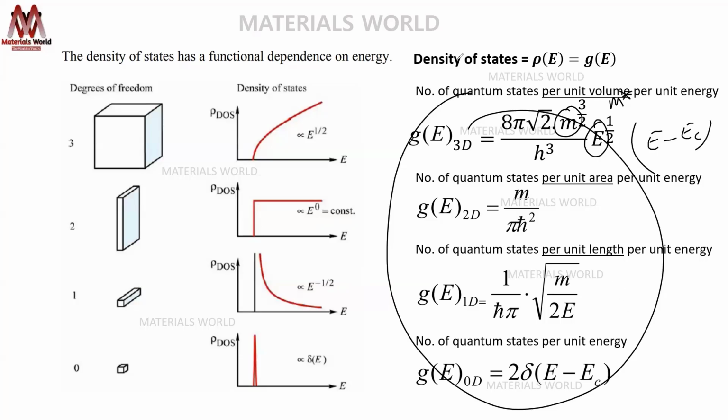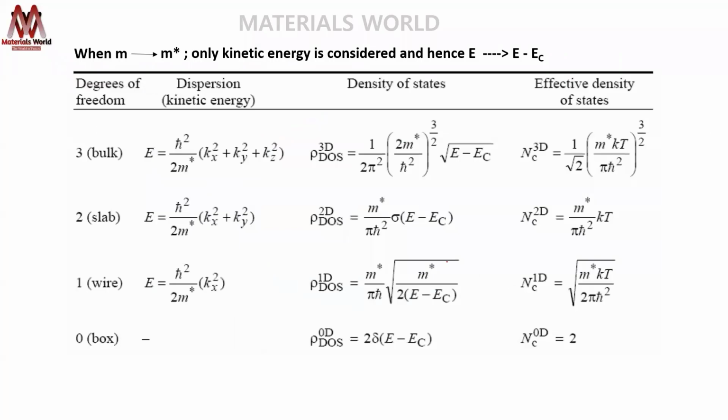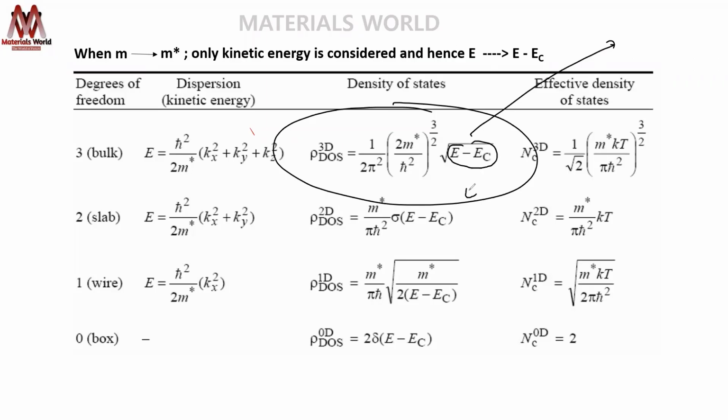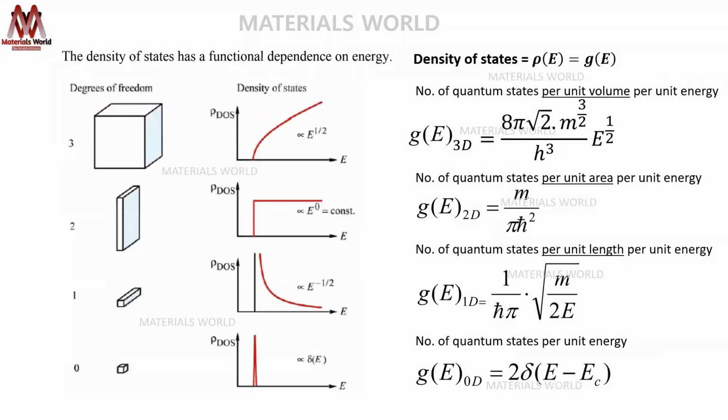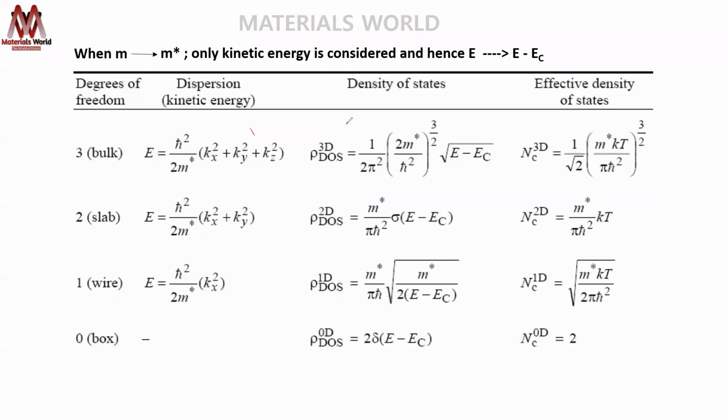Okay. So the same expression many authors have given in this way also. If you simplify this expression, you will get the same expression, the previous one. You can see if you replace this E minus EC with E, and then replace this m star with m, it will become the same expression that I showed before. You can just do the calculation. Both expressions are true. This one is in terms of effective mass and that one is in terms of rest mass.